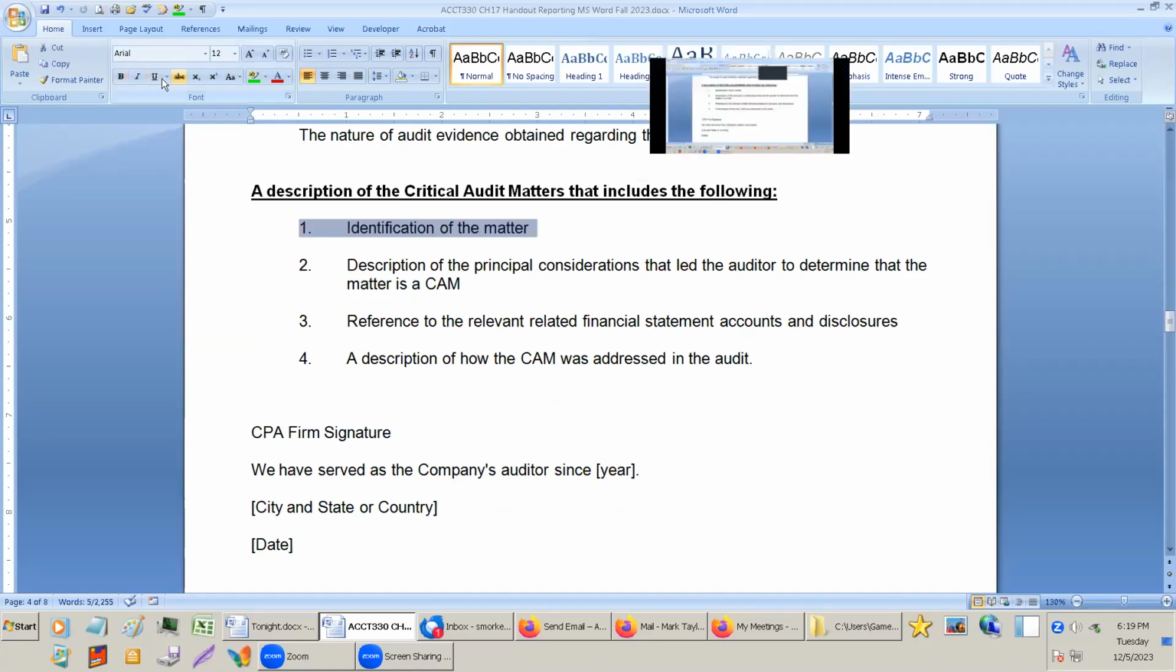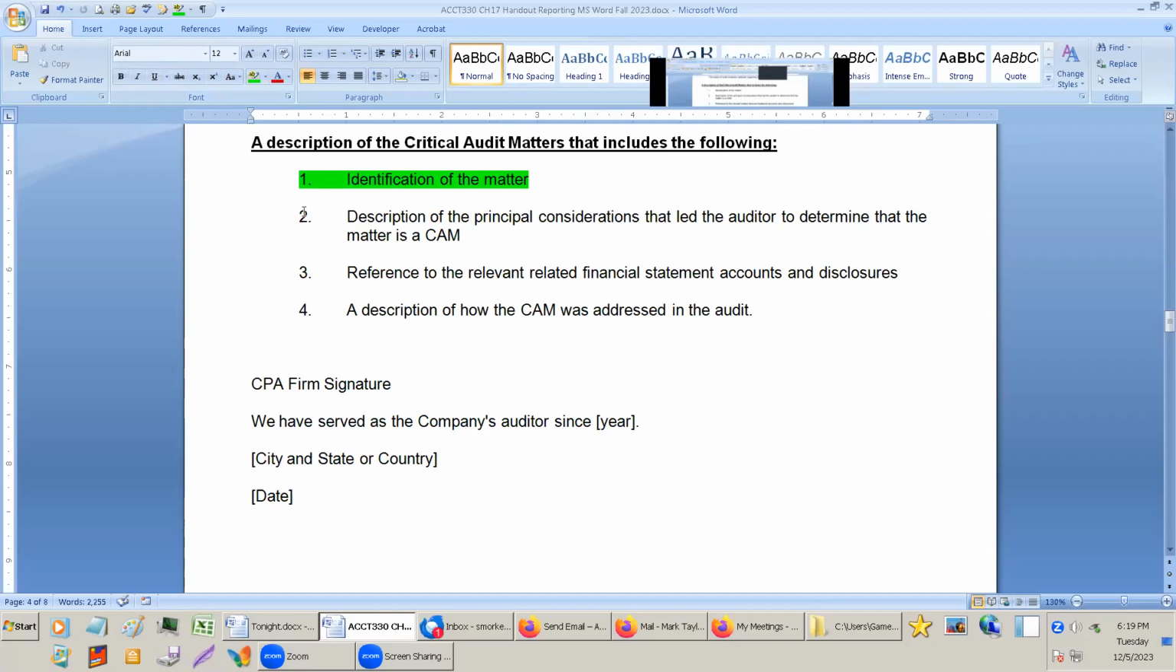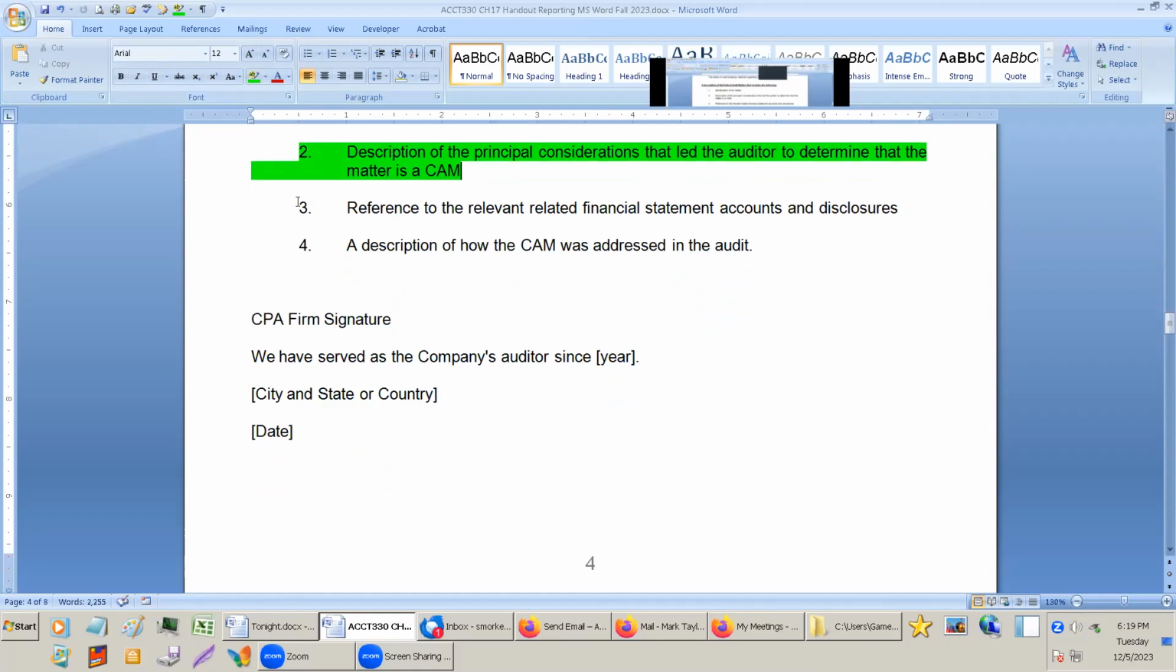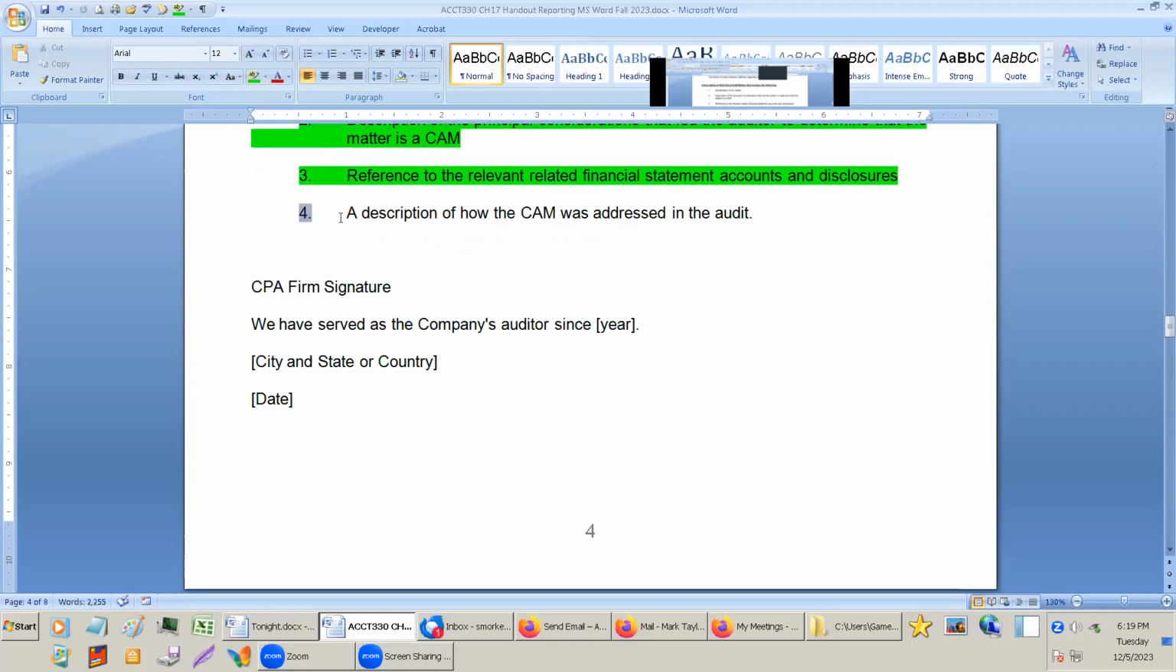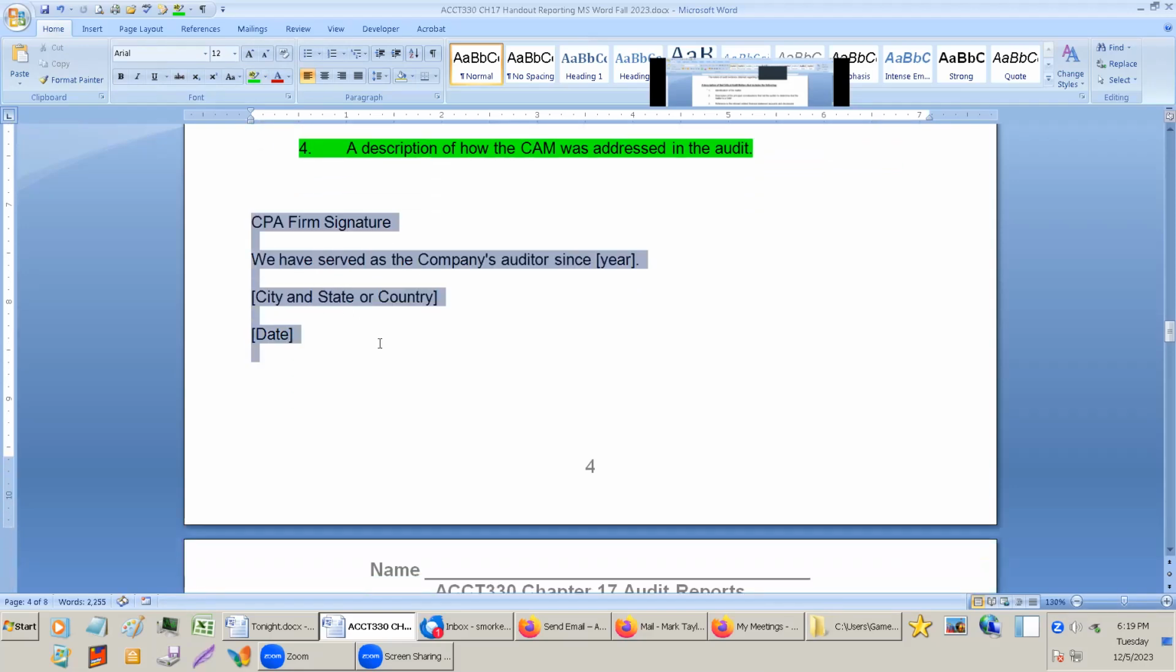You have to identify the matter. What are the considerations of it? Reference what happened with it. What are the disclosures that you actually did with it? And then explain how you addressed it in the audit. What was your thinking basically for these items? And the rest of this stuff is pretty much the same. There is a little bit of a quirk in it, in that you must also say how long you've been their auditor.